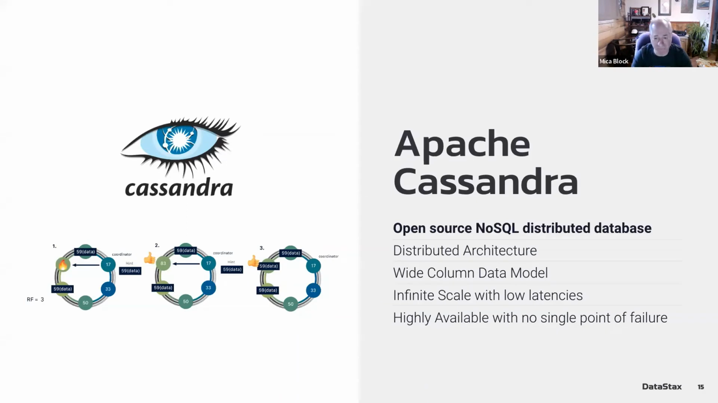Apache Cassandra is known for infinite scale with very low latencies, both for reads and writes, and it's highly available with no single point of failure, right? So it's built into the Cassandra database that you can actually have nodes fail or even data centers fail, and your database is still running. So that is, at a very high level, what Apache Cassandra is.